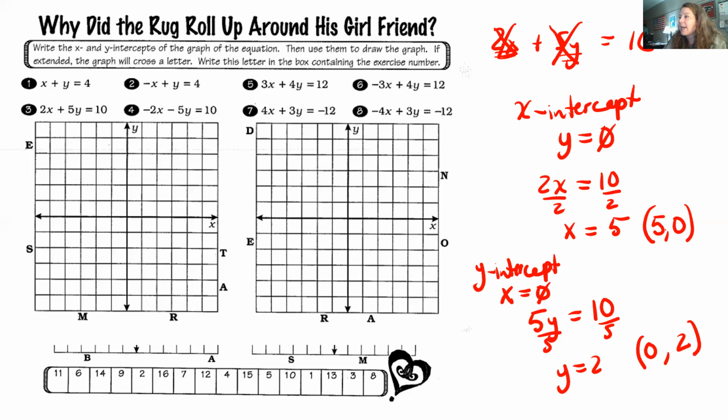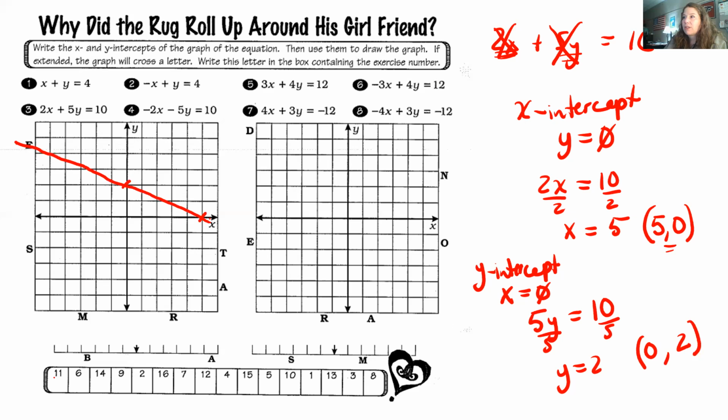So I'm going to graph my x-intercept. I'm going to go right 5: 1, 2, 3, 4, 5, 0. And then my y-intercept is 0, 2. And I could still draw that line. If you have a ruler, it's so much easier to see which letter your line is going to go through. So if you have a ruler, that would go right through letter E.